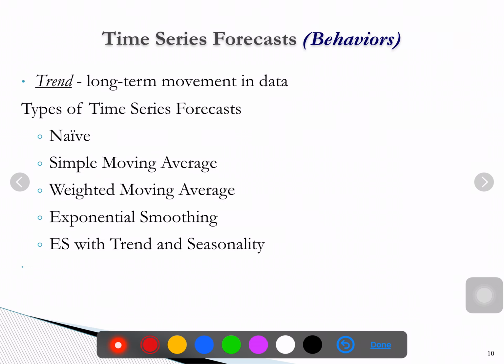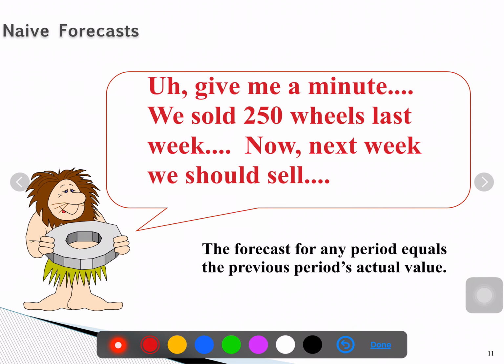Time series forecasts, or behaviors, and here we have to consider trend, taking long-term movement in data, especially 10 years of data. So the types of time series forecasts could be naive, simple moving average, weighted moving average, exponential smoothing, and smoothing with trend and seasonality. So let us see one by one.